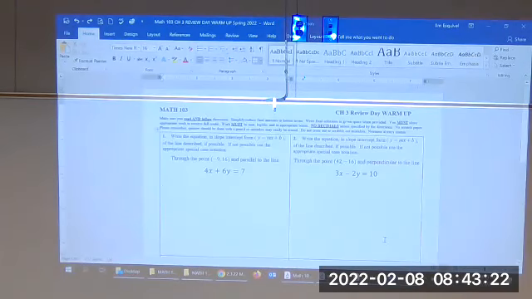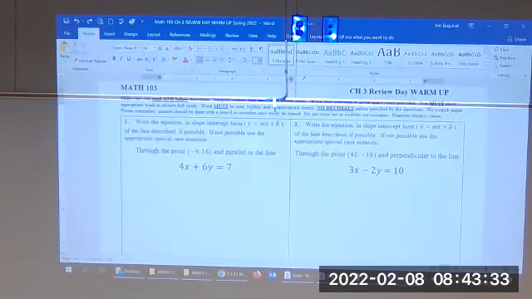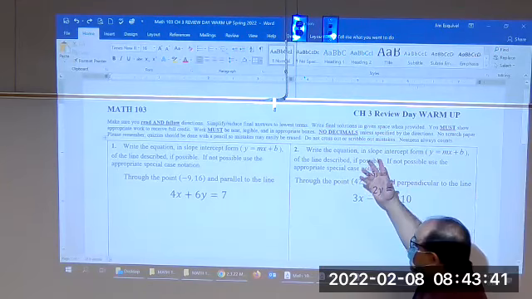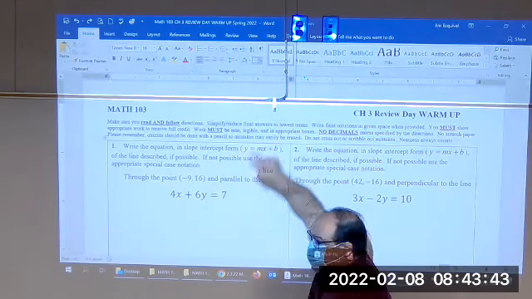So let me pull this one up. That way we have room, because when you do your test, you're going to have to do your work in these little boxes. And these directions are just like directions on your test. Read and follow directions, reduce to lowest terms.